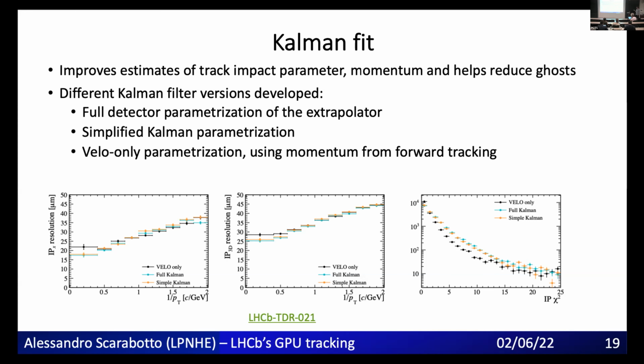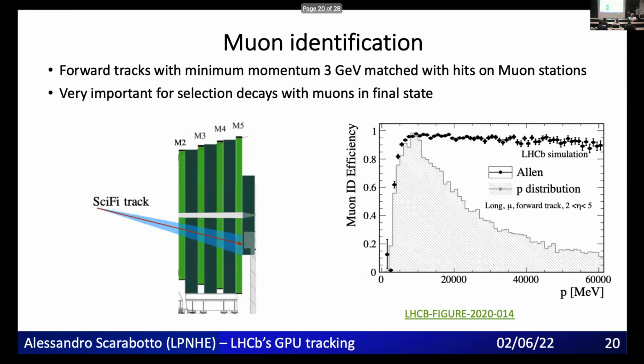And so I talked about tracking, but I want to talk a bit also about particle identification. We can use information from the muon stations. In practice, we have our long tracks, and we can extrapolate them to the muon station. With forward tracks with minimum momentum of 3 GeV, we can look for matching hits in the muon station. And this is very important to do selection of decays that have muons in the final state. And here I'm showing some muon efficiency versus momentum.